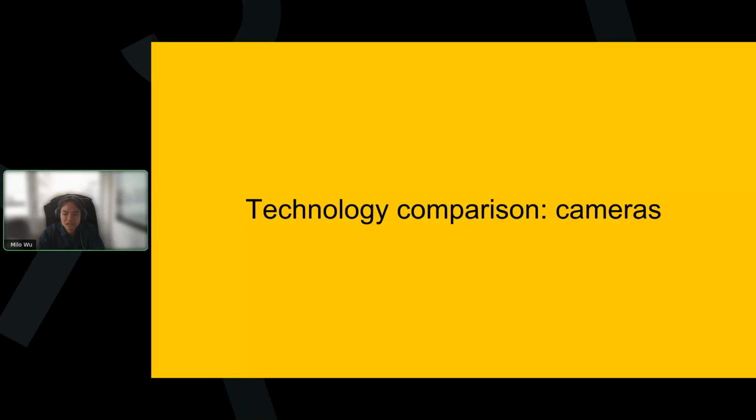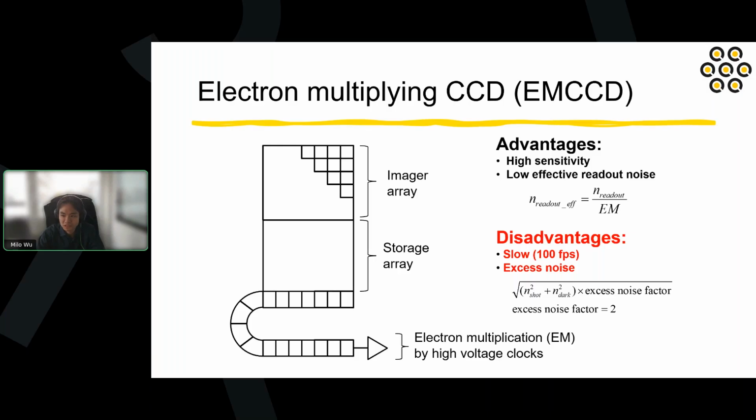So now we compare the SPAD cameras to other high-end scientific cameras. Let's first start with the EMCCD. The EMCCD advantage is that it typically has high sensitivity in the 80s, 90% range, and it has low effective readout noise because the readout noise will be effectively divided by the gain of the EMCCD. The key disadvantage is that it's slow, so you can probably reach a maximum of 100 frames per second in full resolution, and you have this multiplication excess noise.